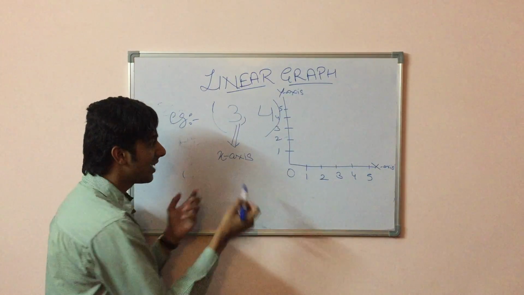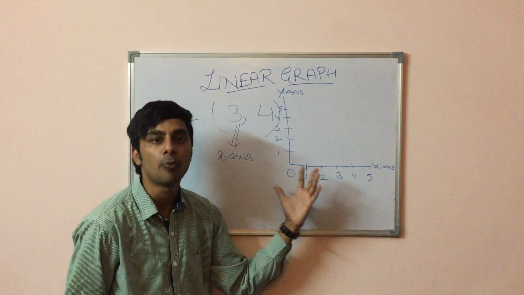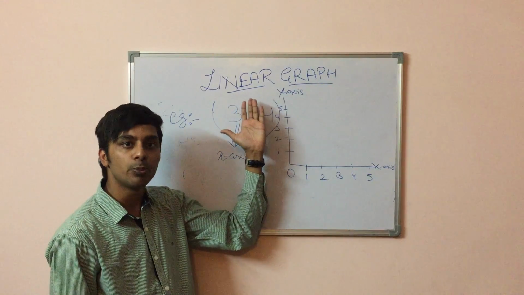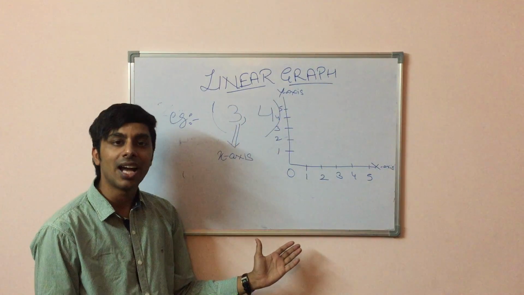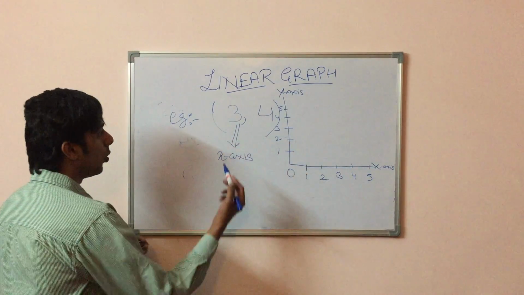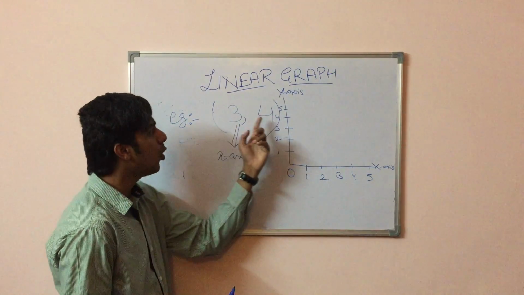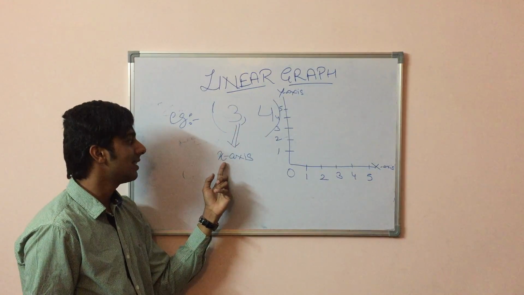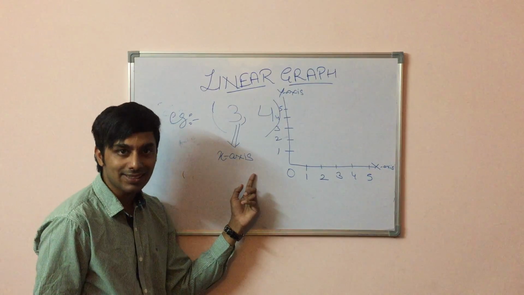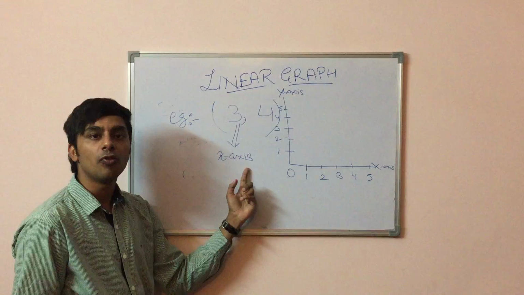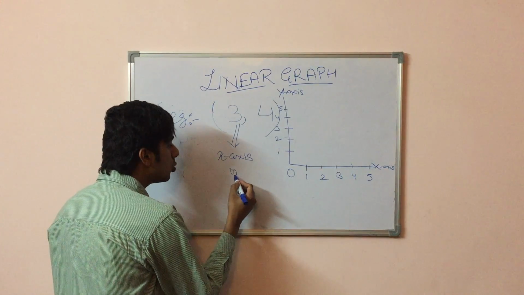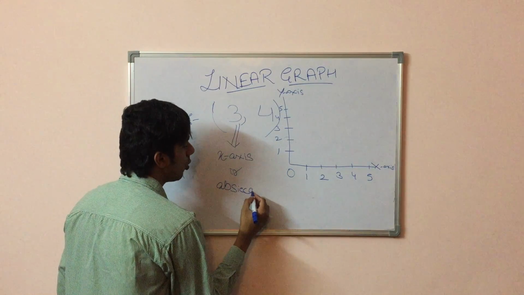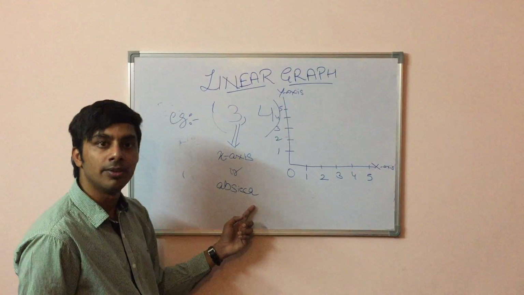On the right hand side we have positive numbers, on the left hand side we have negative numbers. Upwards we have positive numbers and downwards we have negative numbers. So if I say (3, 4), the first number should be represented on the x-axis. This is the point of x-axis, which is also called abscissa.